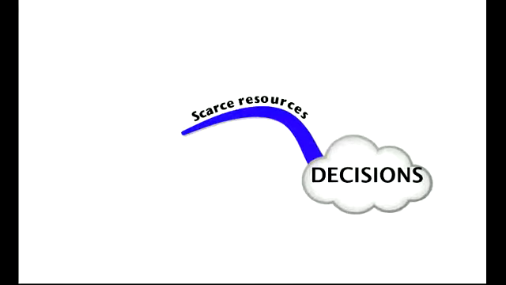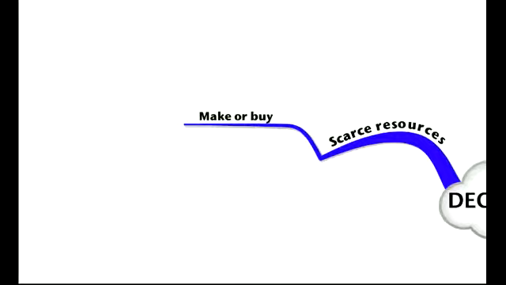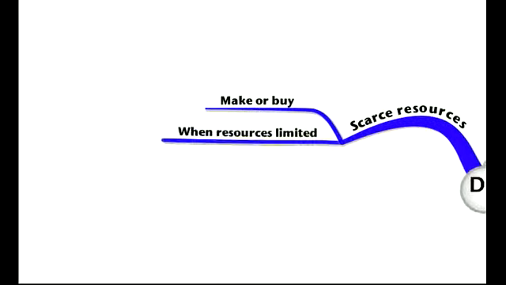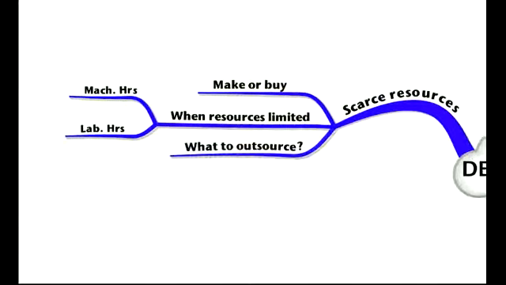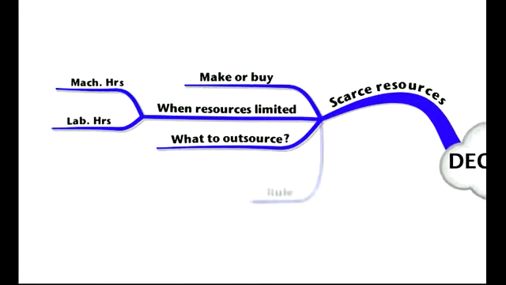So the first decision that we looked at was scarce resources. So we're thinking here again about make or buy that we talked about in the last session, but we're thinking about it when resources are limited. So we may have limited machine hours, we may have limited labour hours. So we need to decide which product should we outsource, which should we buy in and which should we make.